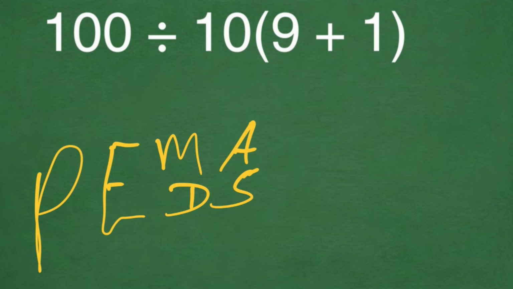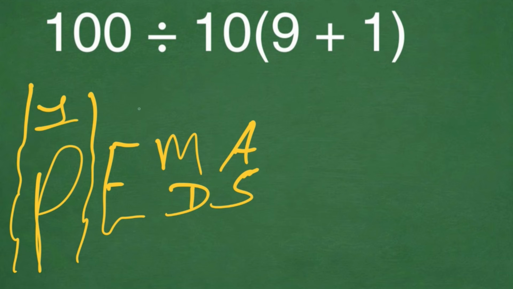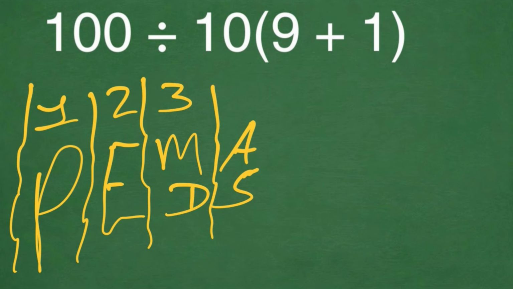According to this rule, the first thing to solve is parenthesis, and it is priority number 1. And the second thing to solve is exponent, right? Exponent is priority number 2. And the third thing to solve is multiplication or division. And finally, we have to solve addition or subtraction. Here is where most people get wrong.